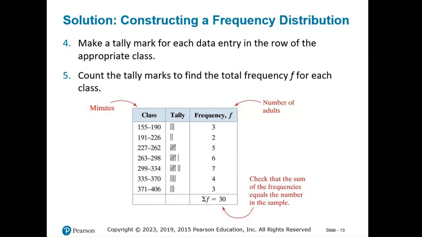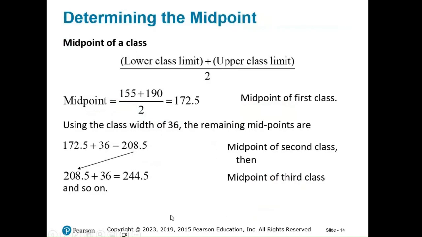Other common features that provide better understanding of the data are midpoint, relative frequency, and cumulative frequency of each class. You'll often see these columns on frequency distributions. We'll start with midpoints. I think the term midpoint tells you how to find this figure. You add the lower class limit and upper class limit and divide by 2. For example, on our table, to get the first midpoint, we add 155 and 190 and divide by 2 to get 172.5. That is our first midpoint.